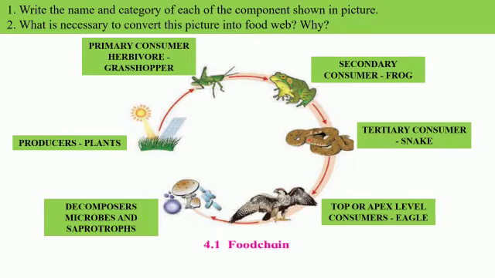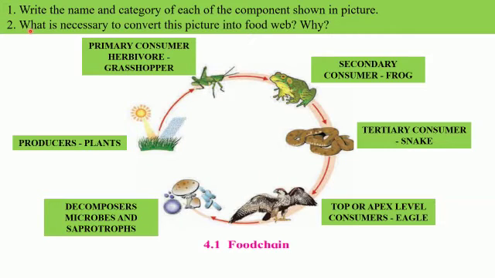So this is one example of a food chain which has been shown to us, and at every level, whether it is primary, secondary, tertiary or apex level, we have just one animal present. So it is this flow of energy through a single straight pathway from a lower trophic level to the higher one that is called a food chain. So it is the flow of energy in a straight path from the lower trophic level to the higher one.